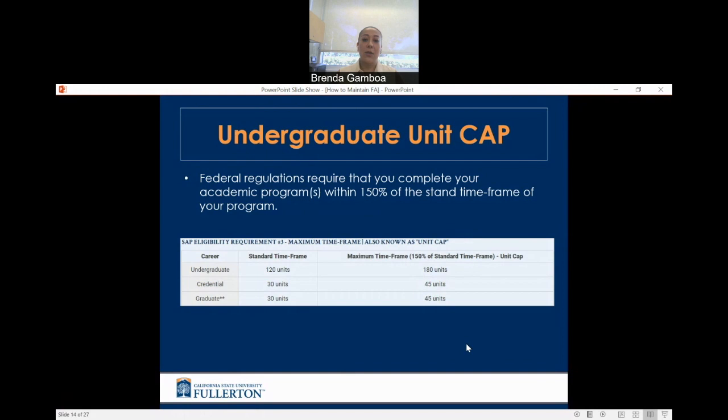Students who tend to hit their unit cap are usually the double majors. So if you are a double major, make sure that you keep this in mind.